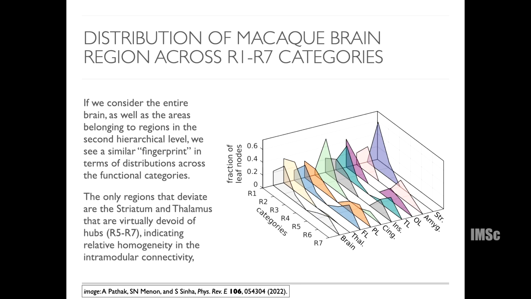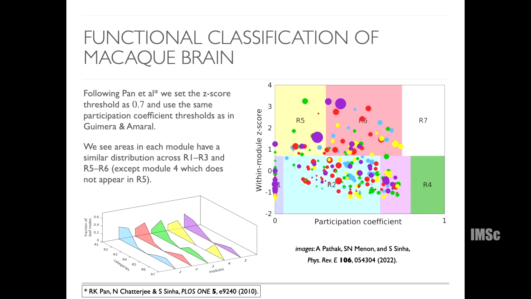So R4 and R7 are the high participation coefficients. Yeah. So in this network, I think even in C. elegans these don't show up at all.